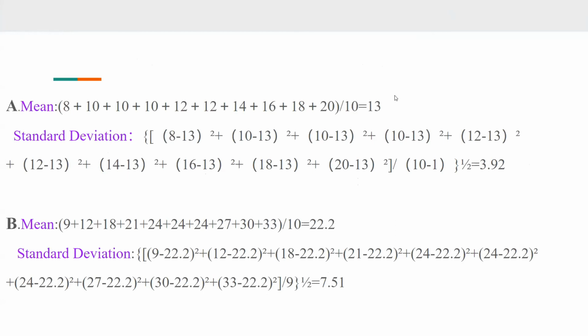First, we need to calculate the mean and standard deviation of Team A and Team B. By calculating, the mean of Team A is 13. The standard deviation of Team A is 3.92. The mean of Team B is 22.2. The standard deviation of Team B is 7.51. Next, please.